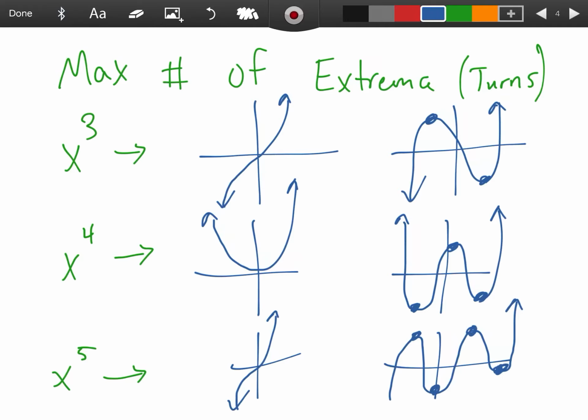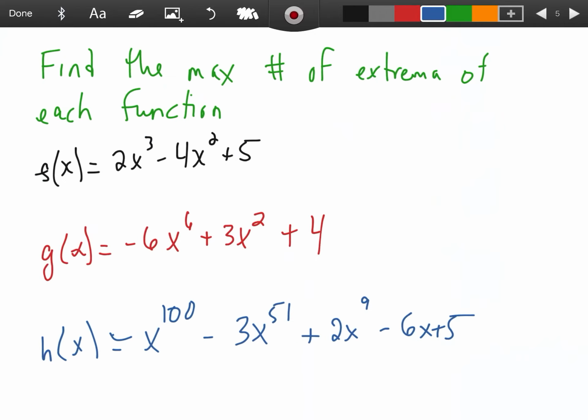When I say turns, I'm just talking about it going from increasing to decreasing or vice versa. So this one, x to the fifth, could have a maximum of 4. It could have less than that, but it could have a maximum of 4. X to the fourth could have a maximum of 3, and x cubed could have a maximum of 2. What we are going to find is the max number of extrema, or turns, is going to be 1 less than the degree of the polynomial.